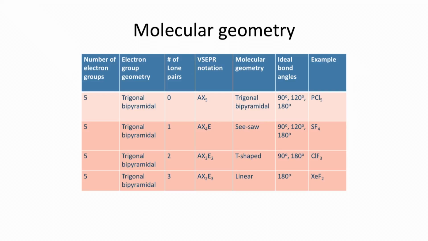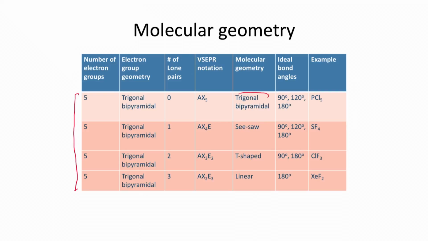Okay, now let's move on to things that have more than 8 electrons, which are sometimes called expanded octets. If you have 5 electron groups, these are all in the trigonal bipyramidal family. You can have 5 bonded pairs and no lone pairs, or 4 bonded pairs and 1 lone pair, or 3 bonded pairs and 2 lone pairs, or 2 bonded pairs and 3 lone pairs.